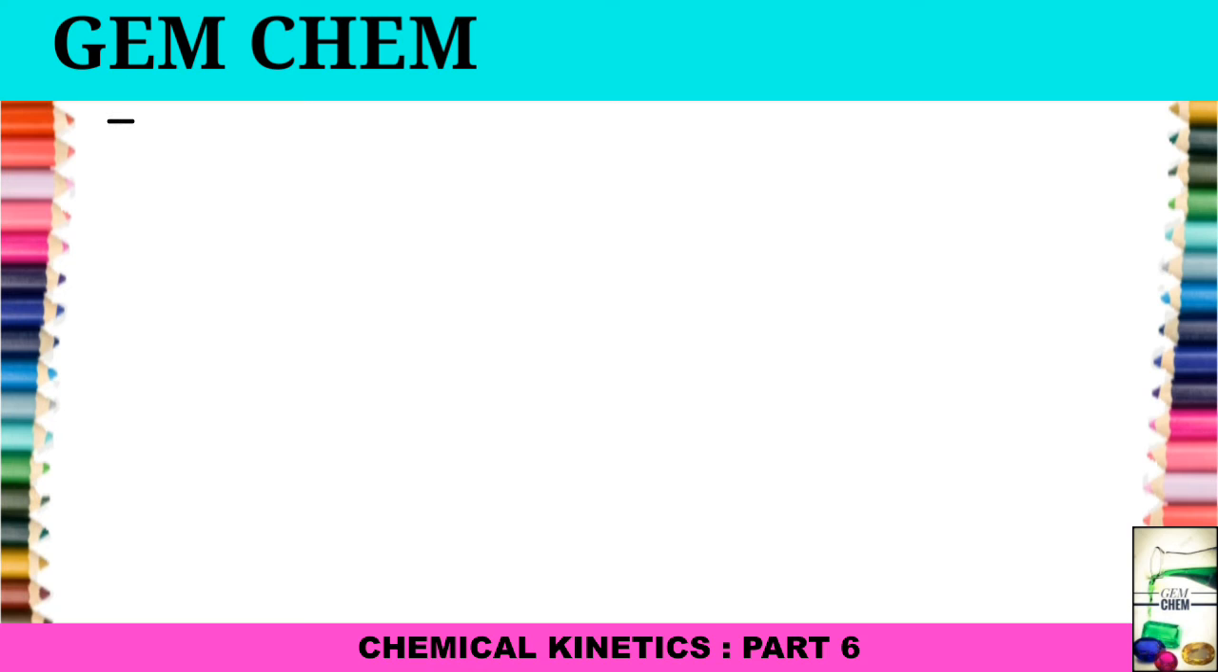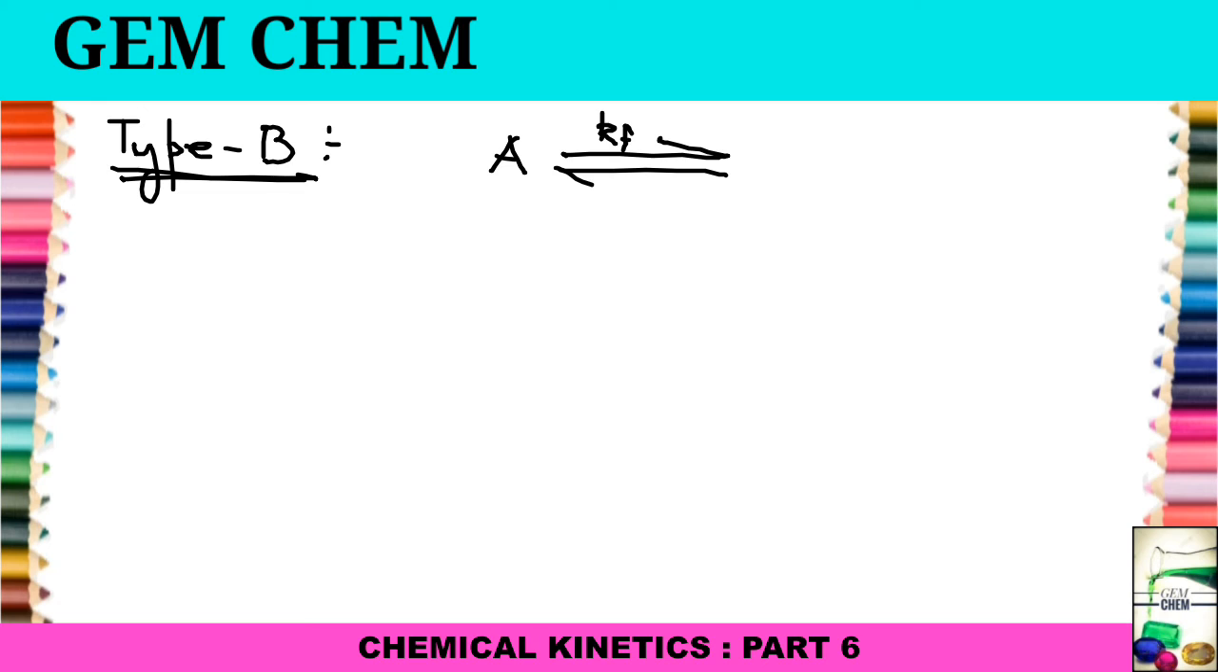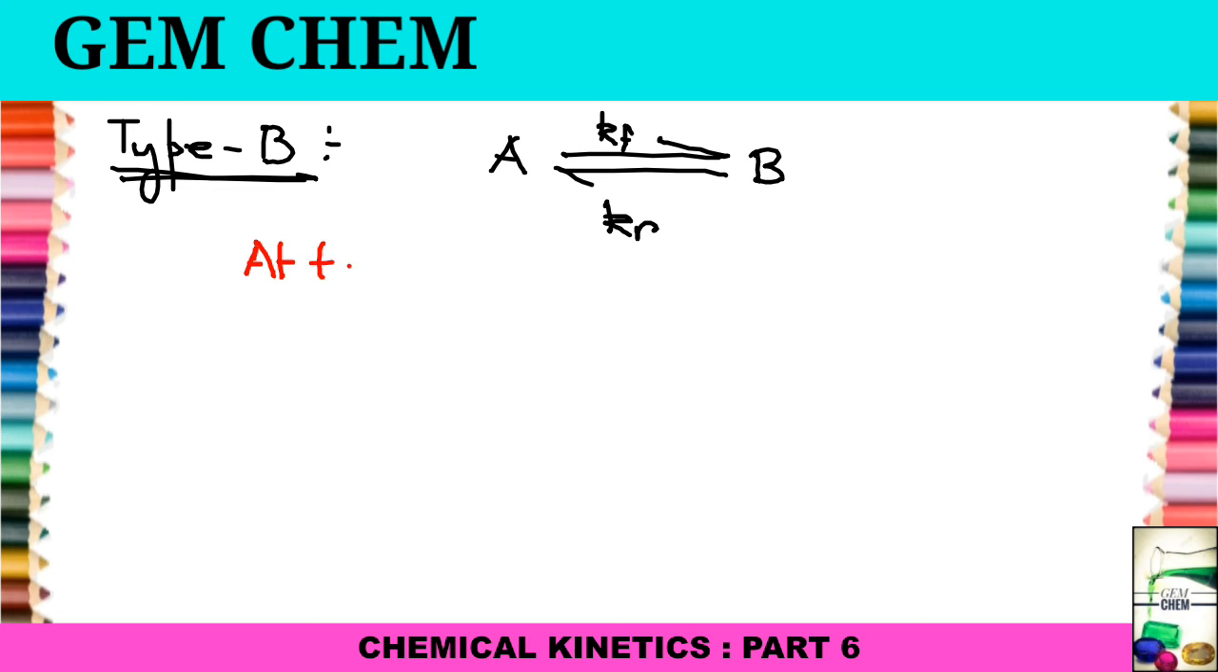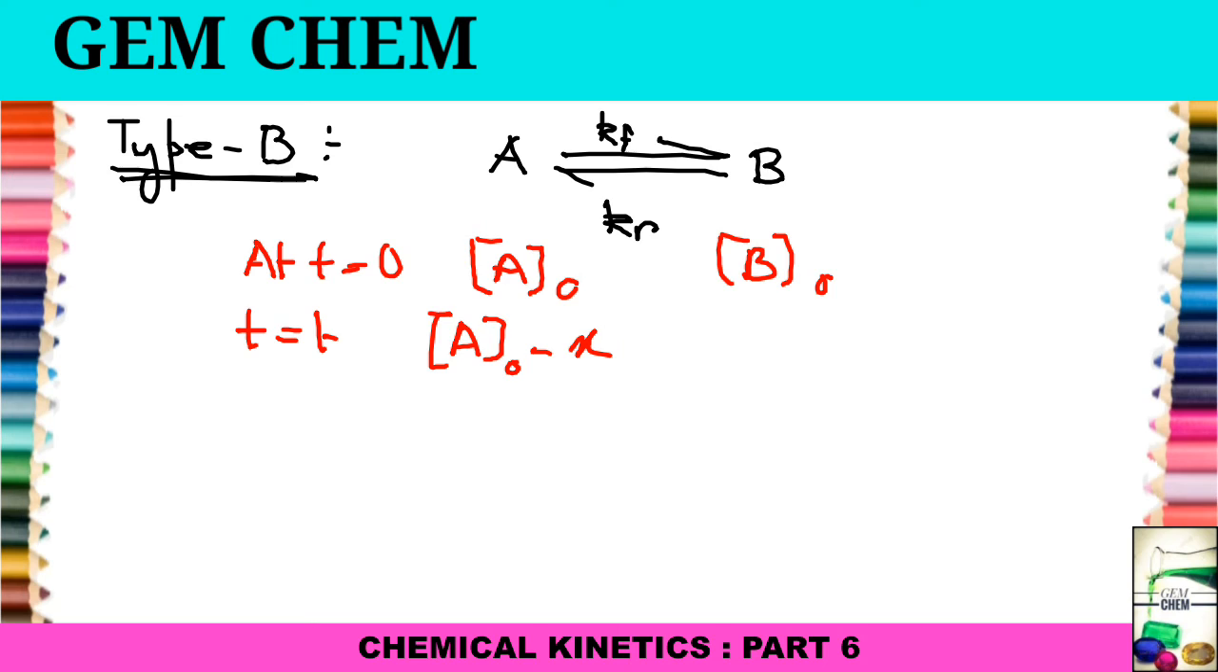In the type 2 reaction, what happens is that there is an initial concentration of the product present in the medium. So in type 2, we have A undergoing reversible reaction with Kf as forward rate constant and Kr as backward rate constant, and this is B. At time equal to 0, we have A concentration as A naught and B concentration as B naught. At time t equals t, we have the concentration as A naught minus x, and here B naught plus x, and we have already seen x is the extent of reaction.